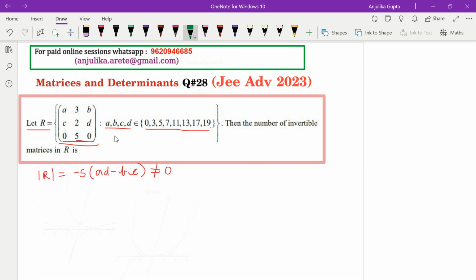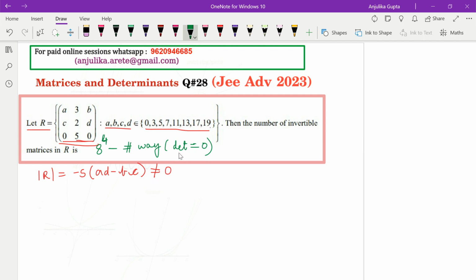How many total possibilities are there? How many ABCDs can you have? A can have all of the 8 values, B also can have all the 8 values, and C and D, anyone can take all the 8 values. So 8 to the power 4 is the total number of such matrices. And you want the ones in which the determinant is not 0. So if you subtract the number of ways in which the determinant is 0, then you are done. That's easy to count, rather than computing determinant is not 0.